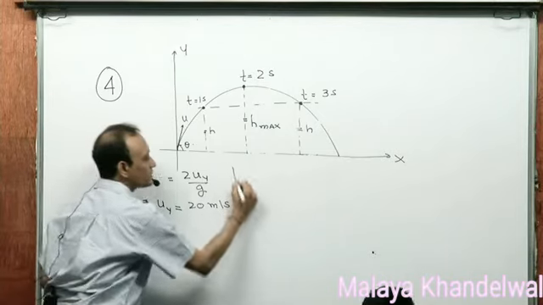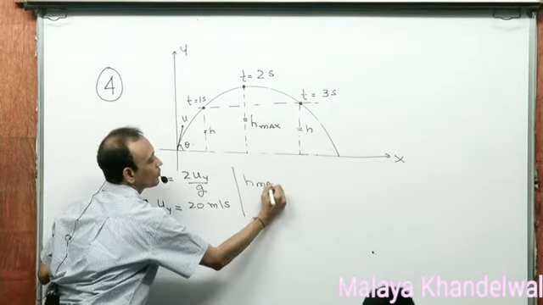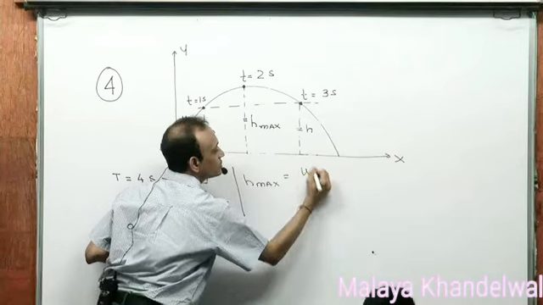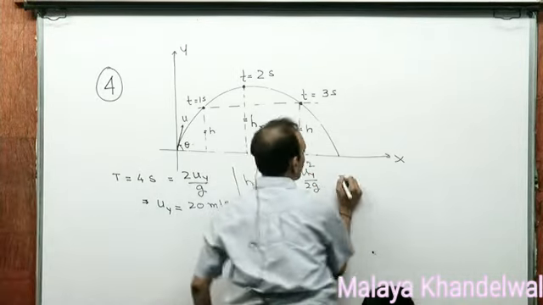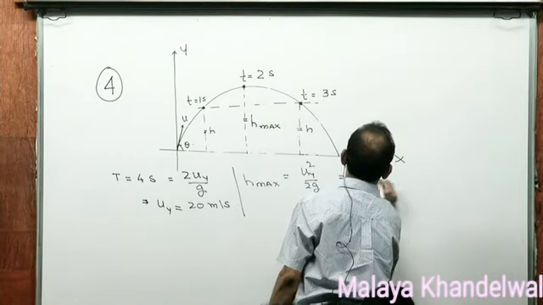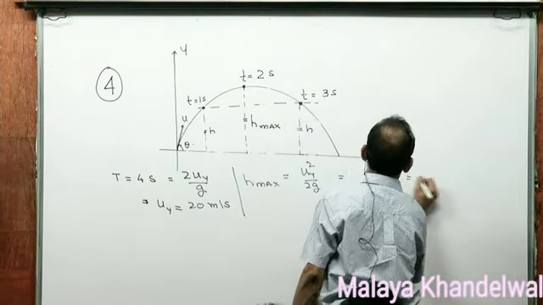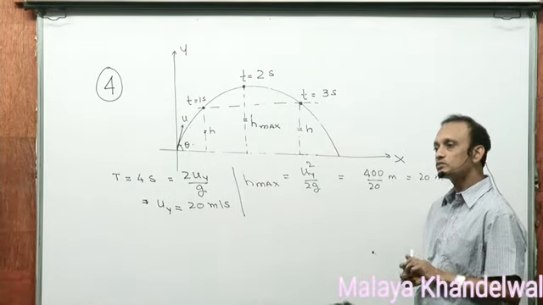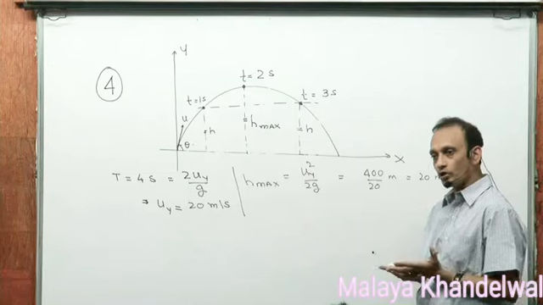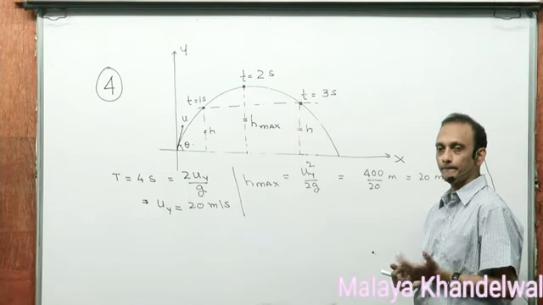And h max, therefore, would be uy squared by 2g, which is 400 by 20 meters. That makes it 20 meters. Yes or no? I hope all of you got it right. Right? Stand by.